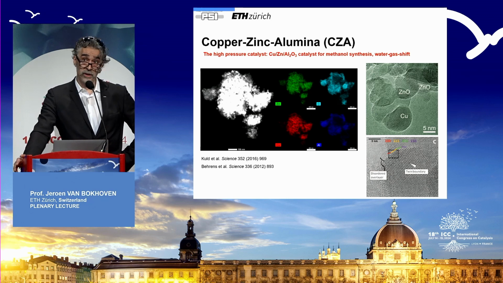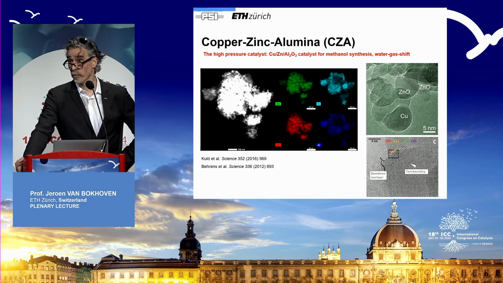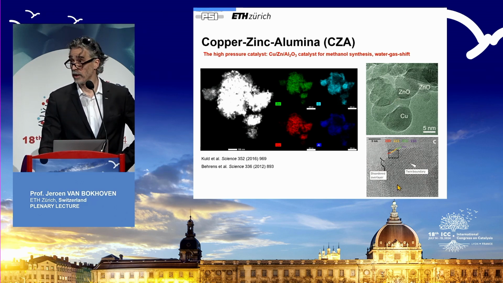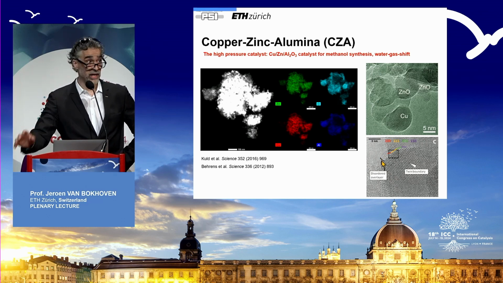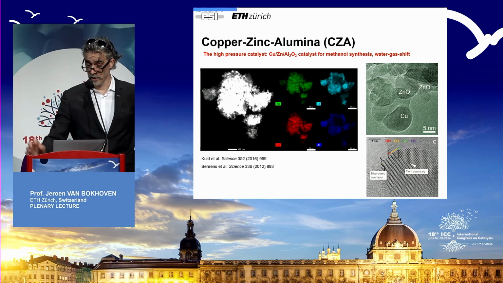So the copper-zinc oxide on alumina system is a rather ill-defined system, where copper particles are attached to zinc oxide particles. There's patches of alumina around. It's a very diverse system, which does not really have a perfect, well-defined structure.